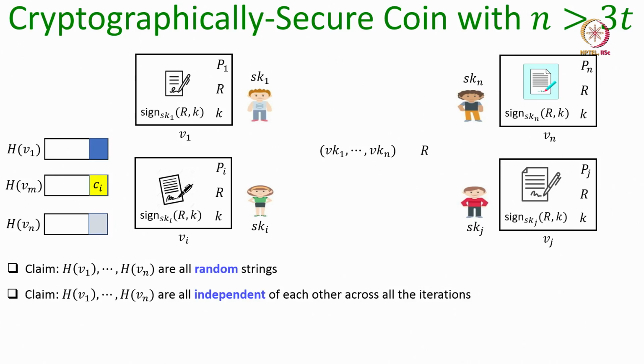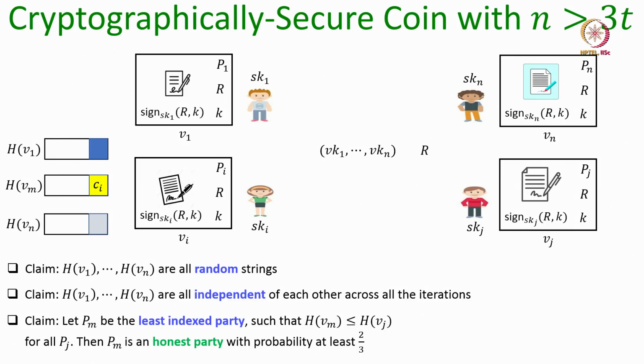So, these are the two claims regarding this coin protocol. Now, the third claim is: let Pm be the least indexed party such that the hash value of its tuple is less than or equal to the hash value of all other tuples corresponding to the other parties. Then the probability that Pm is an honest party is at least 2 over 3. And this comes from the fact that the hash values of all the tuples are random strings and independent of each other.